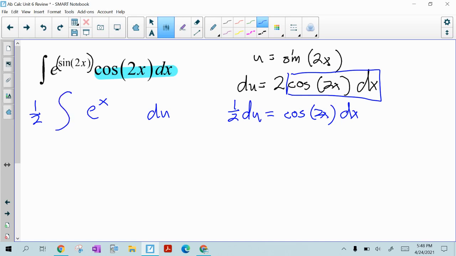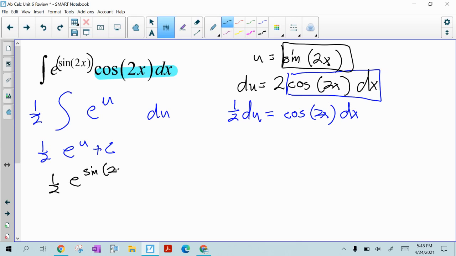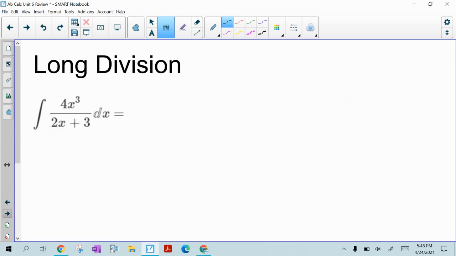Now, fortunately, integrating e to the u, though I wrote it as an x, so shame on me, is very easy. So I'm looking at 1/2 e to the u plus c, except that, oh wait, I still need to substitute in my u value. So I'm looking at 1/2 e to the sine of 2x plus c. Okay, last topic that we're going to cover, long division.